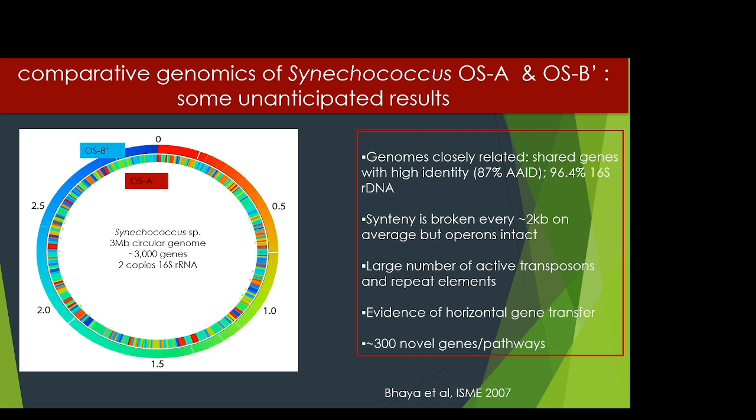So, like I said already, the genomes are very closely related. So you might say that they're the same species. It's arguable. Clearly, they're both phototrophs. They have a lot of similar features. But the synteny is broken almost every 2 kilobases. Operons are often not broken up, and you can understand why. That would kill that particular cell where something happened. There's a very large number of active transposons and repeat elements, and that's also got a lot of hip stories, which I will, there you are, talk more about. And what I'm going to tell you a lot about and haven't discussed very much is evidence of horizontal gene transfer, which I find another very fascinating phenomenon. And about 300 novel genes and pathways, which I'm not going to tell you about.